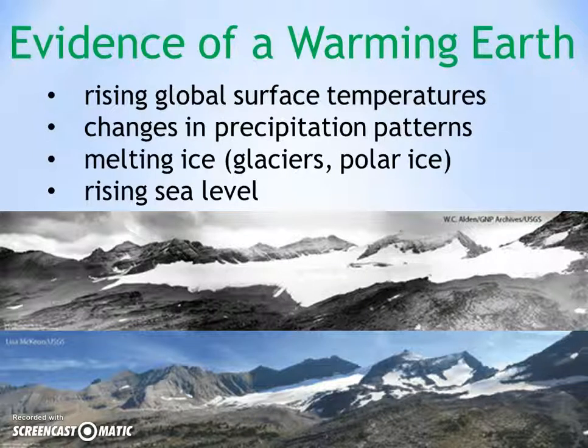There's evidence for a warming Earth. So evidence of global warming is that you have a rising surface temperature. So it's changing precipitation patterns. We have ice that's being melted, so glaciers, polar ice caps, and the sea level's actually rising.